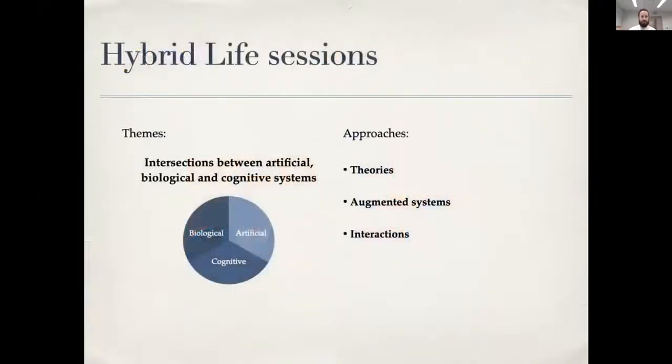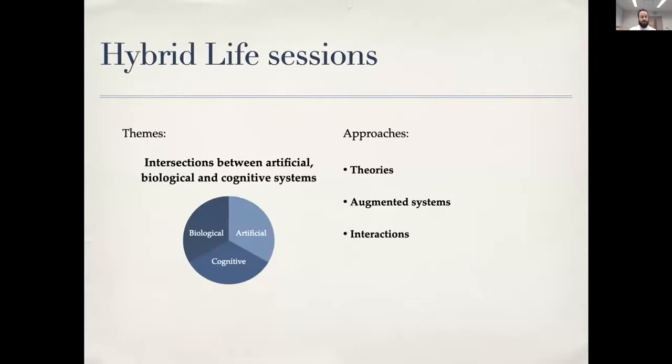In general, when it comes to themes and general ideas, what are we trying to propose? What are we particularly interested in? The Alife community is generally quite broad. There are many topics being covered. What we are trying to focus on in particular is the intersections, plural, that you might find between the study of biological and artificial systems, artificial and cognitive, cognitive and biological, and all three of them together.